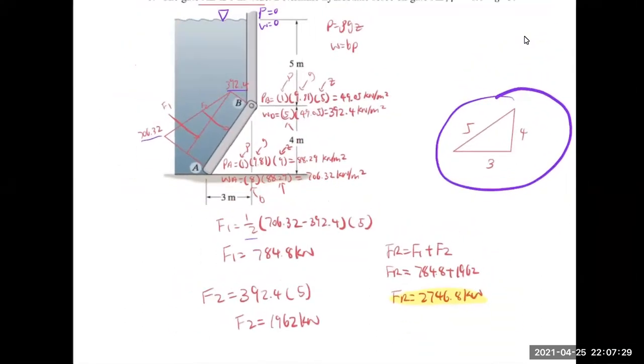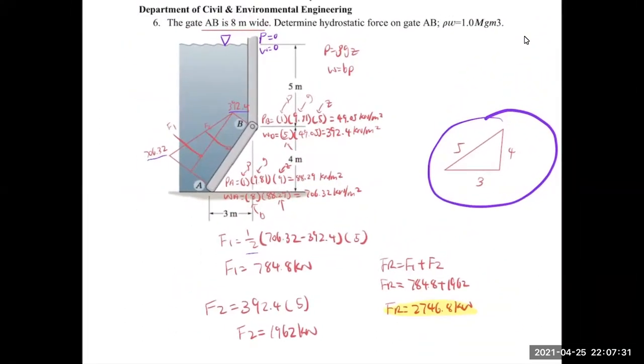Okay, and then for my F2, F2 is easy because F2 is a rectangular distributed load. So all I have to do is simply take that 392.4 and multiply it by the height, 5 meters. So I got F2 is equal to 1962 kilonewtons. And then to find the hydrostatic force, that's basically just the FR, so I just take F1 plus F2. So I got my FR is equal to 2746.8 kilonewtons.